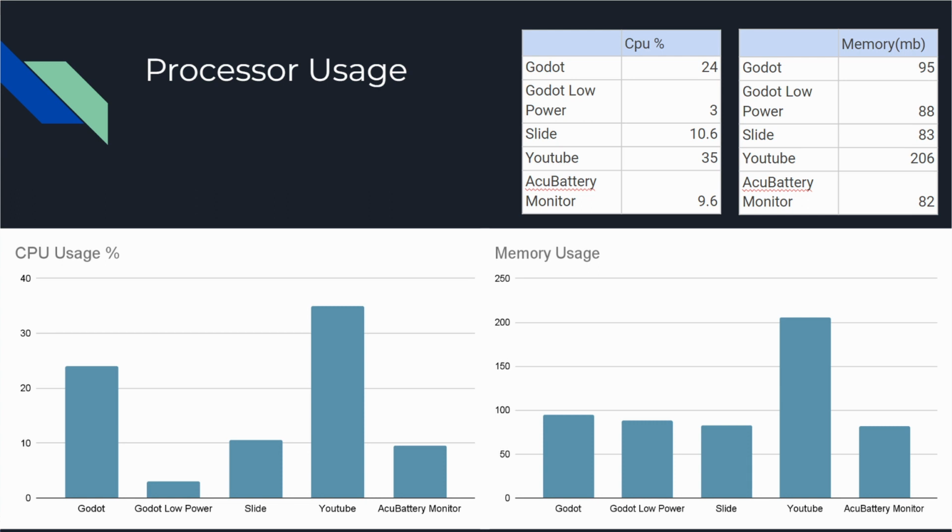But you can see here what the CPU and memory usage is for an app with Godot versus other applications. And you'll notice that where Godot low power is used, we saw a reduction of almost 21%, which is a mammoth size difference. It puts it way below other applications such as Slide and AccuBattery Monitor.